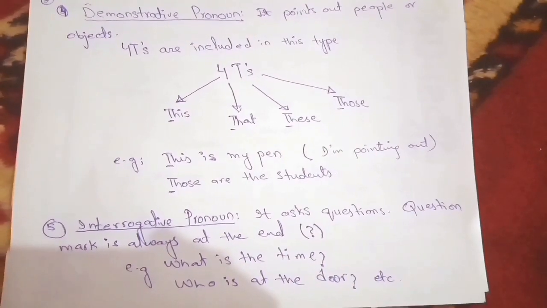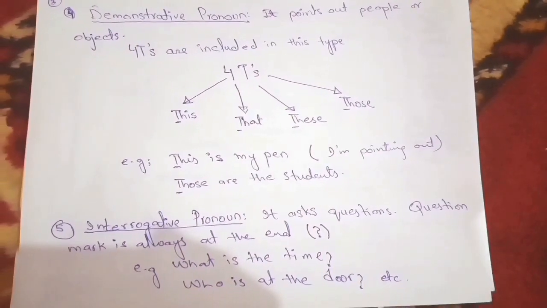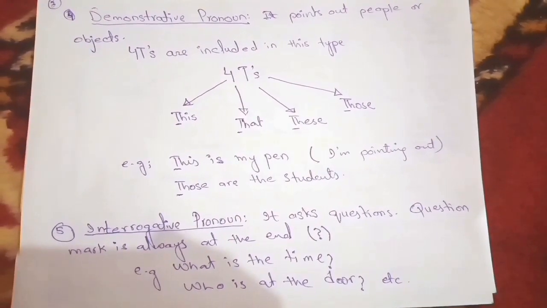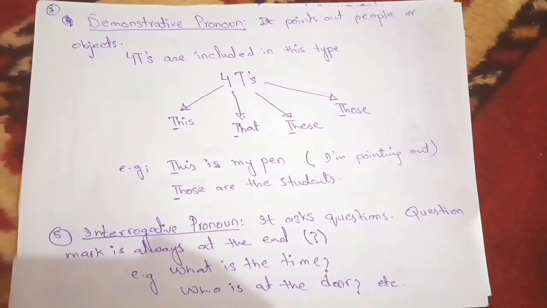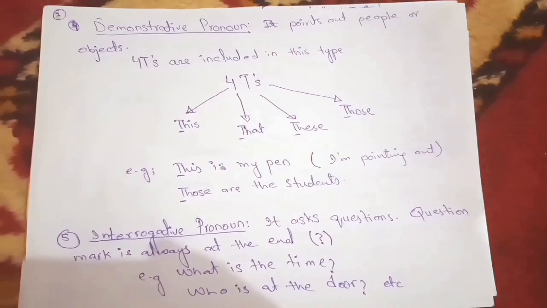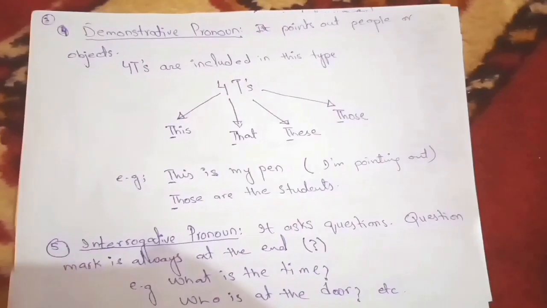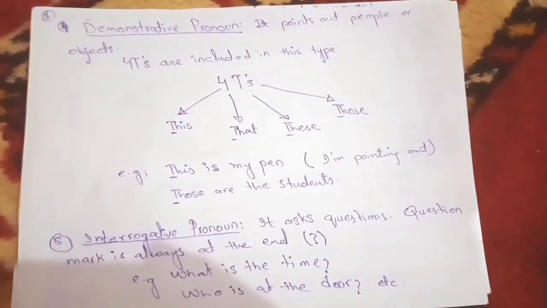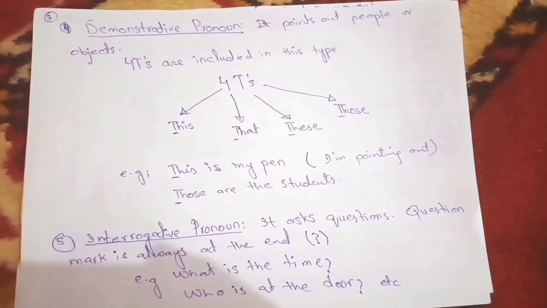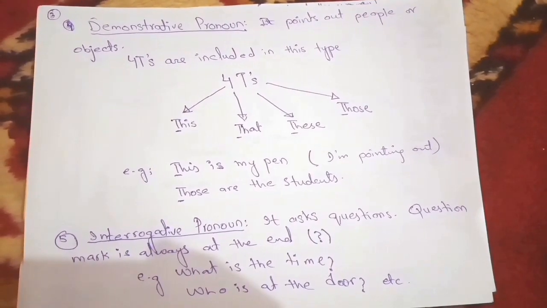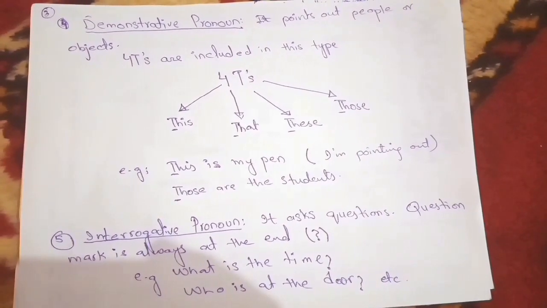The words this and those are pointing out a particular thing or a person. In example number 1, this is pointing out the pen. Similarly, in example number 2, those are the students, the word those is pointing out the students. When we point out something, we call it a demonstrative pronoun. Number 5 is interrogative pronoun.